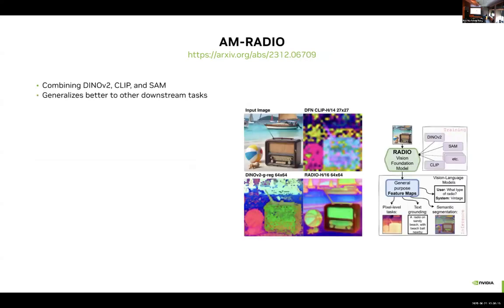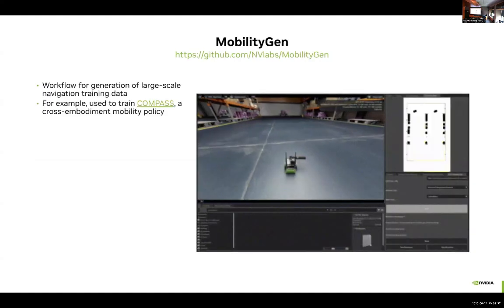Something else that we've found that is very interesting is AM-RADIO. So basically it kind of replaces DINOv2, CLIP, and SAM. And actually we've seen that it generalizes better. We've tested some downstream tasks and it generalizes better than DINOv2 in many cases. That's also something I would recommend taking a look at.